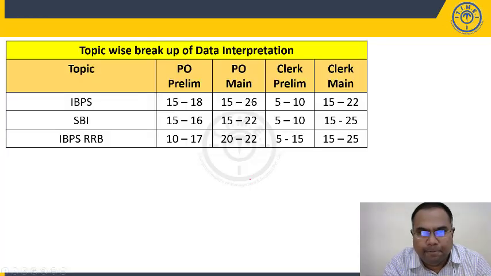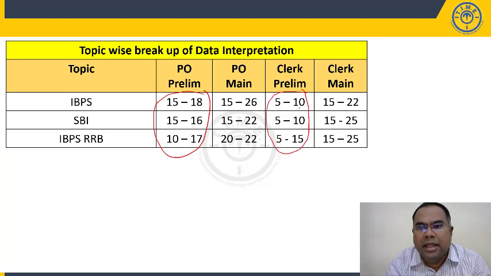Let us begin. Before we start, this is the breakup of your PO and clerk prelim and main exams for this particular topic, data interpretation. Now, if you observe here, PO prelim has 15 to 18 questions: IBPS PO prelim, SBI PO prelim 15 to 16, IBPS RRB PO prelim 10 to 17 questions. Clerk prelim 5 to 10 questions: IBPS clerk, SBI clerk 5 to 10 and RRB clerk 5 to 15.